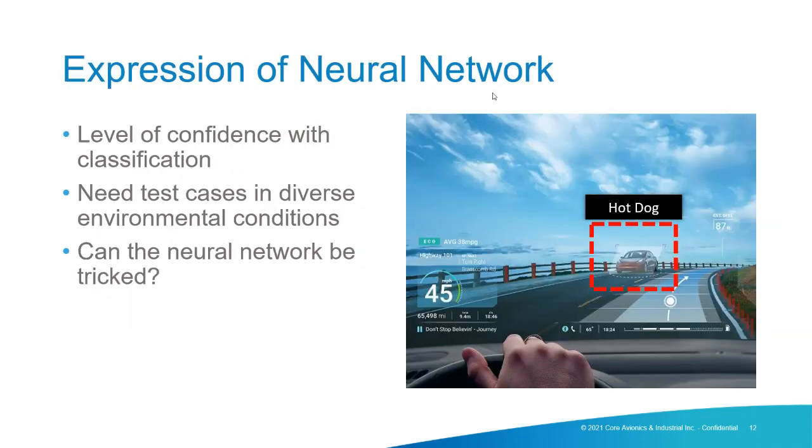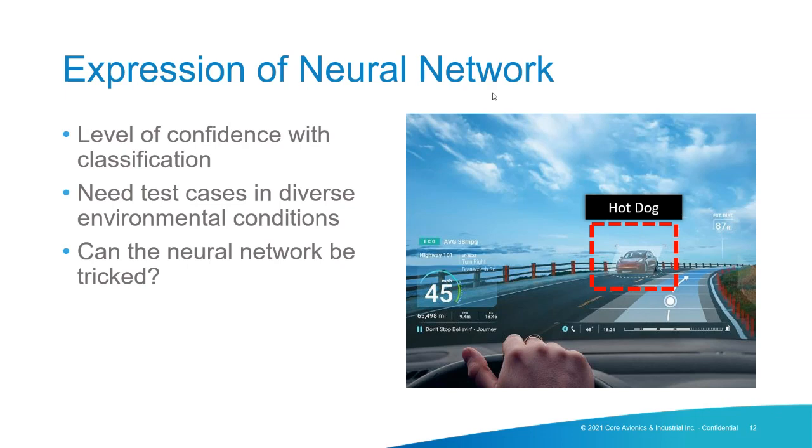So first, to focus on the expression of a neural network, there's a lot of research being done in this domain where we develop a level of confidence in what we're classifying. There's research being done into how we actually train the neural networks to make sure that they're trained properly in diverse environmental conditions, that the neural network is able to have the same performance in low visibility, or that the neural network is able to have the same performance when we're getting data from different sensors.